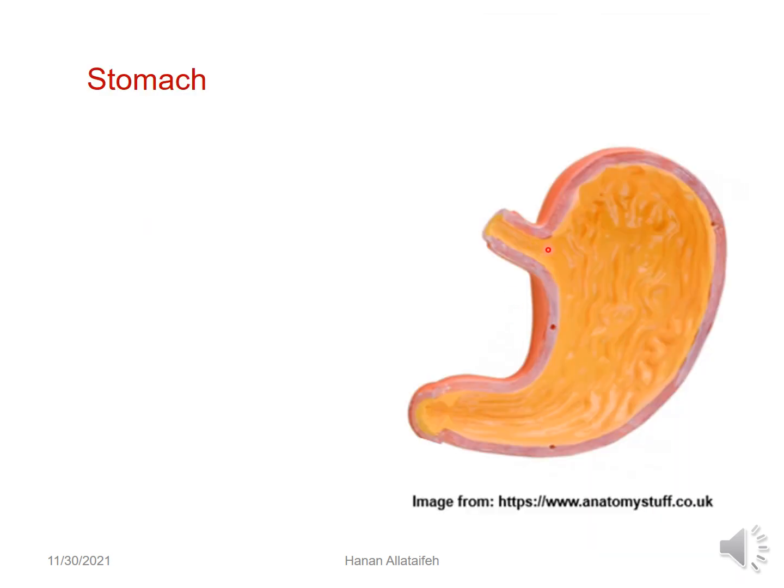Now, this is the stomach. We have here cardiac region of the stomach. This region is fundus of the stomach. Fundus is the region of the stomach that's located above the cardiac region, above the entrance from the esophagus. This is the fundus. Usually it's filled with air.